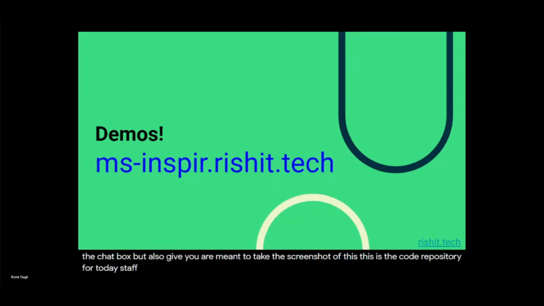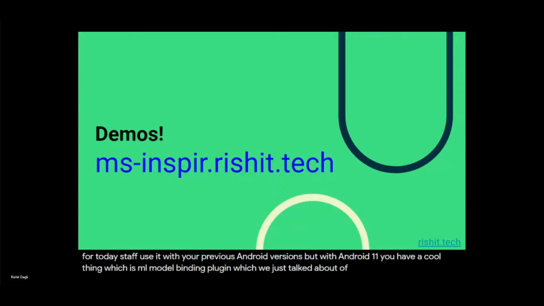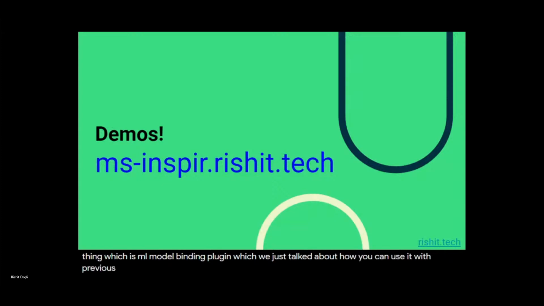Okay. So meanwhile, while I post it, Balaji asked whether this on-device ML thing is currently developed specifically for Android 11, or whether we can get this update on previous Android versions also. Oh, you can use it with your previous Android versions too, but with Android 11 you have a cool thing, which is the ML model binding plugin and the ML Kit, which we just talked about. So of course you can use it with previous versions too.